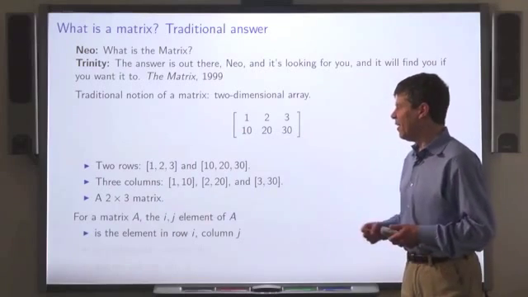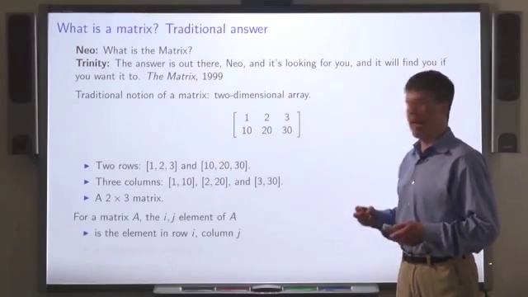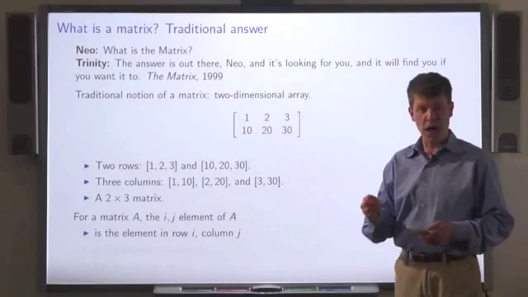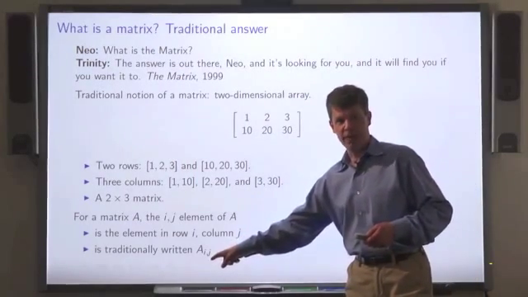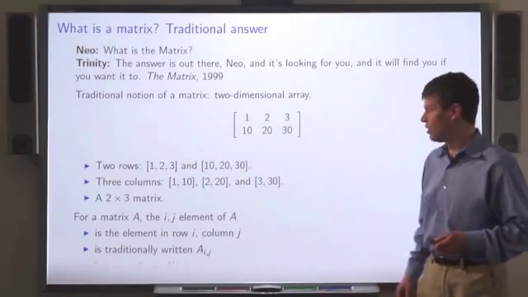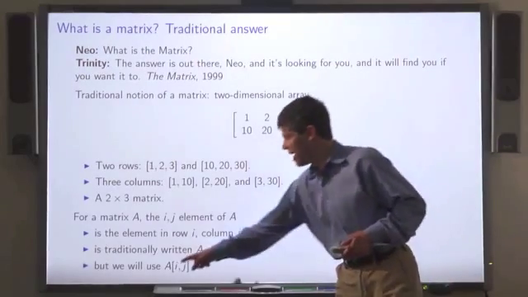For matrix A, the ij element of A refers to the element in row i, column j. And it's usually written A subscript ij. We'll sometimes use the more Pythonic notation A brackets ij.